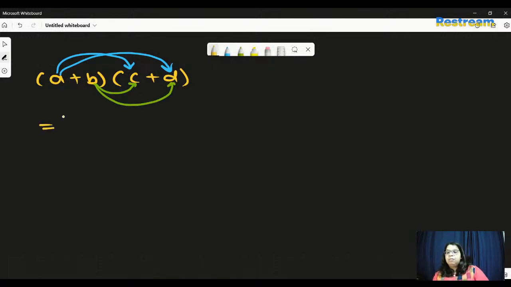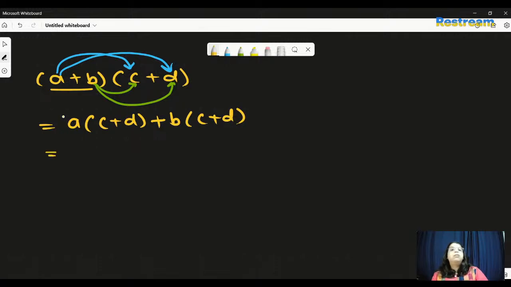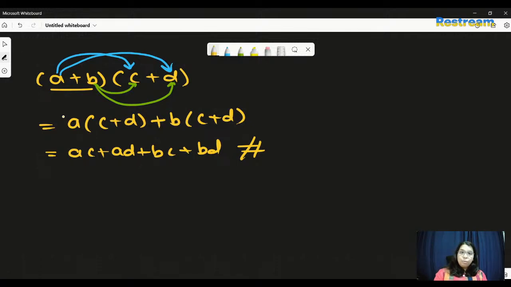To make it simple, we will open this bracket. What does opening this bracket mean? We're going to do a into bracket c plus d plus b into bracket c plus d. And then like we did for the monomial, you can do the normal expansion. So ac plus ad plus bc plus bd. So this is your final answer. So basically, instead of doing one monomial into binomial multiplication, we'll have to do two different monomial into binomial multiplications.